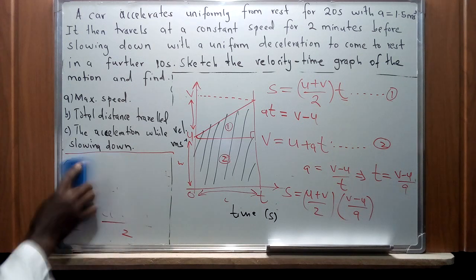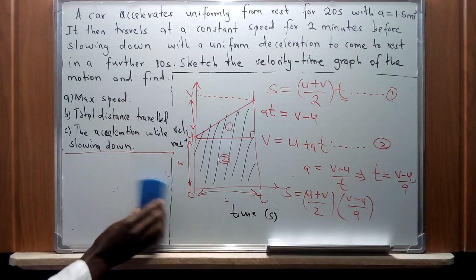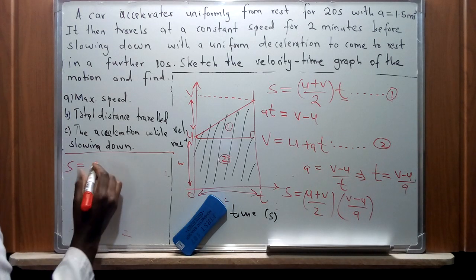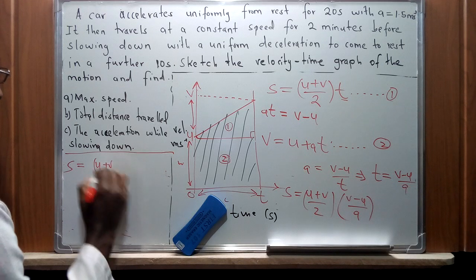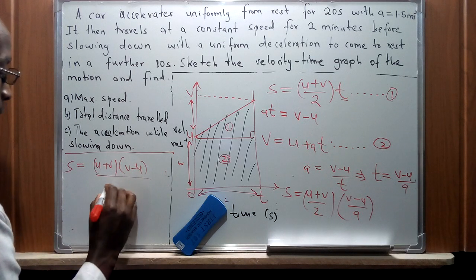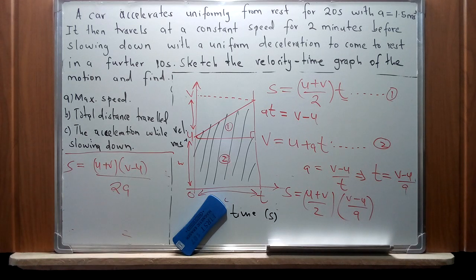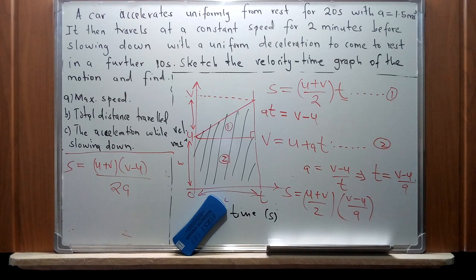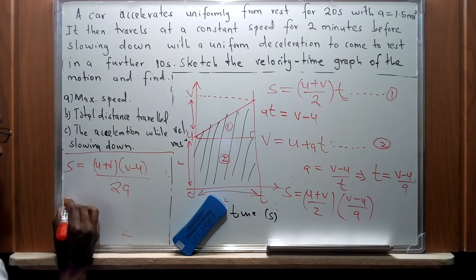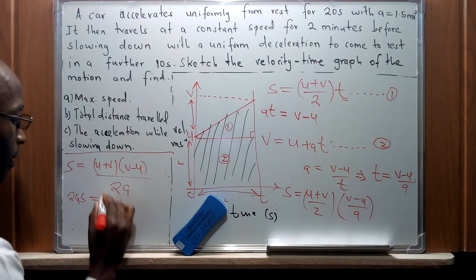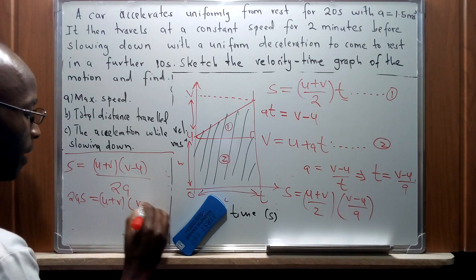So for multiplication, we will have s is equals u plus v into v minus u, and make this one a common denominator. So we shall have to remove the fraction by multiplying 2a by both sides. So we have 2as is equals u plus v into v minus u.